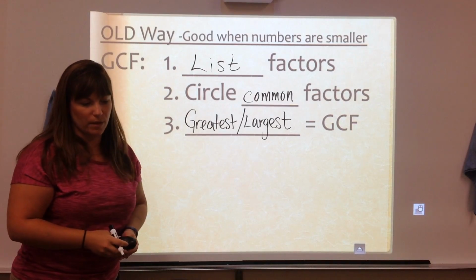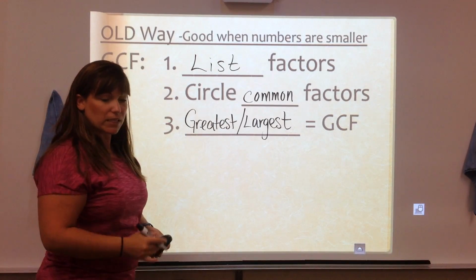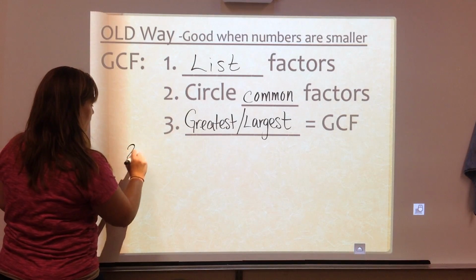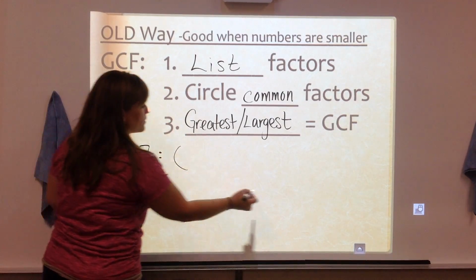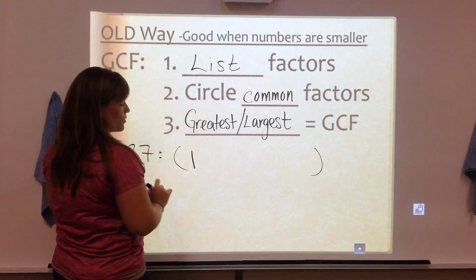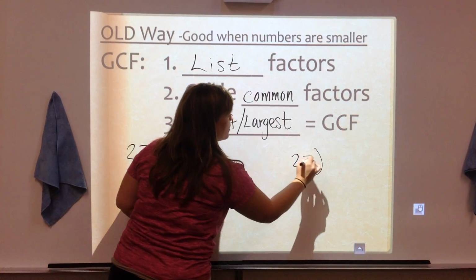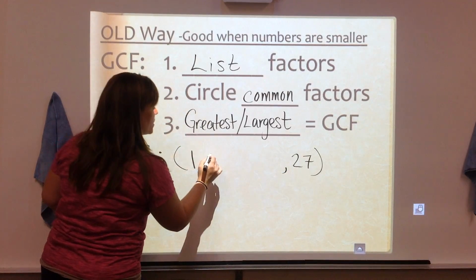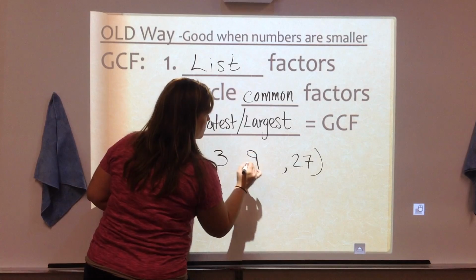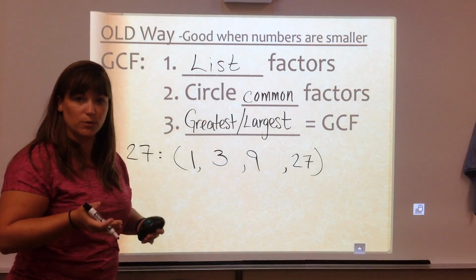So let's do a quick example here. We're going to list the factors of 27. I'm just going to do a little colon here and then just going to list them in a factor rainbow. So I'm going to start in order. 1 times 27. 2 does not work because it's an odd number. 3 does. 3 times 9. And there's nothing else in the middle, so we're done.